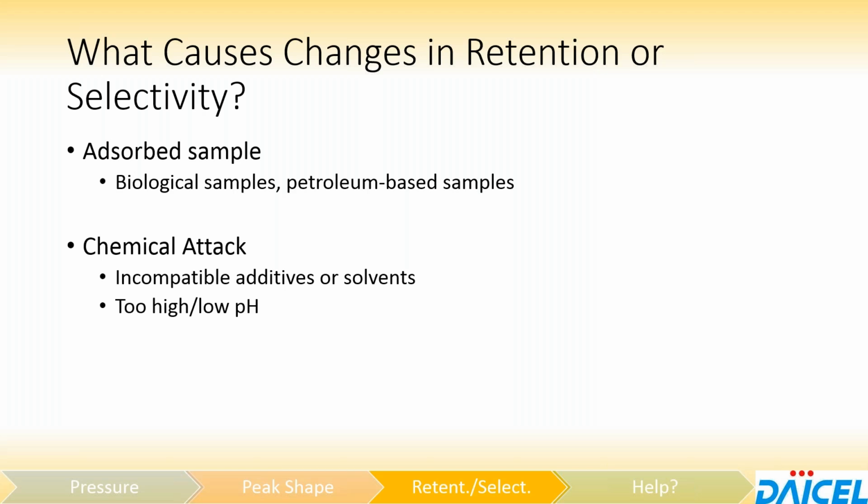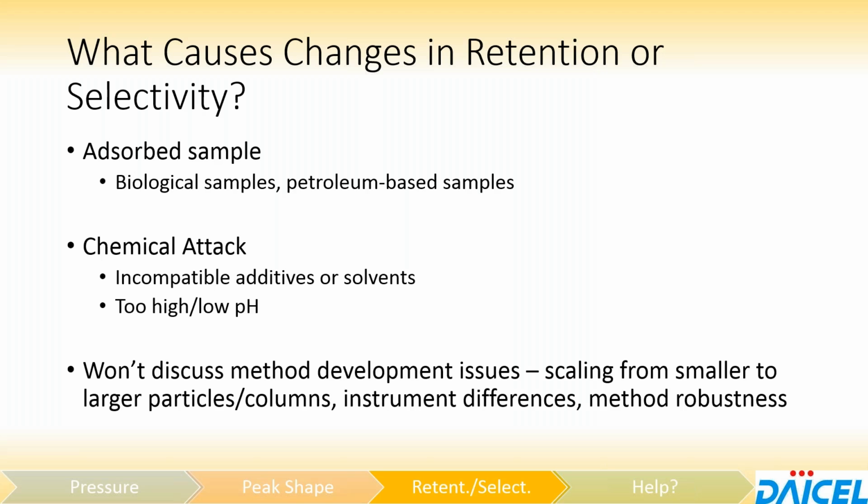And then the other section in this is chemical attack. So we'll go back to incompatible additives or solvents. Solvents, especially for our chiral columns, is a big thing to be aware of. And then either too high or too low pH mobile phases can cause issues with retention and selectivity as well.